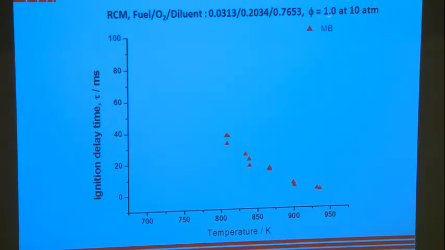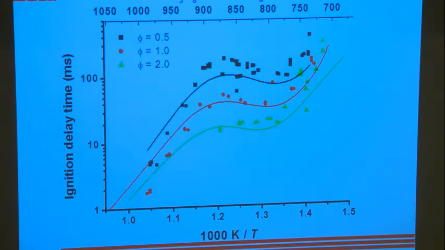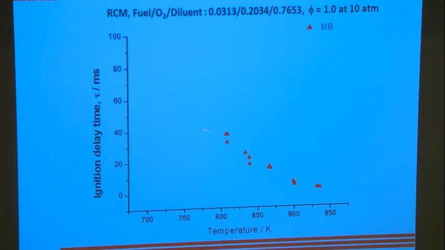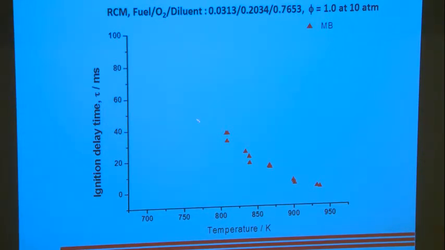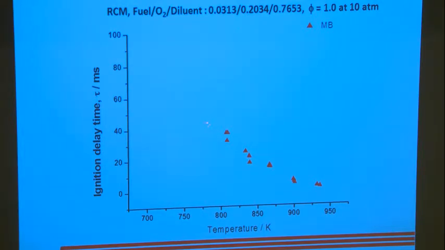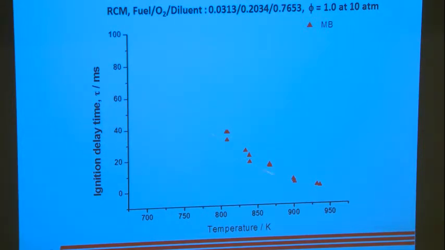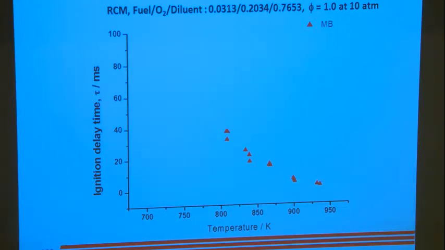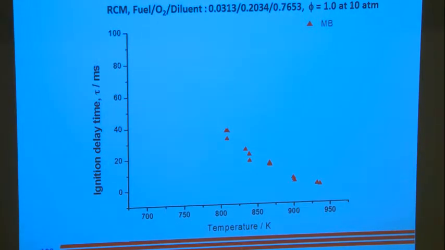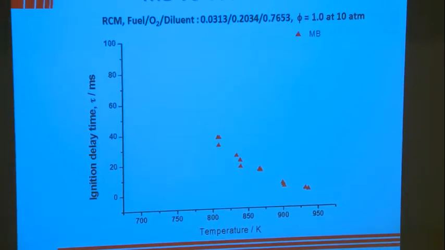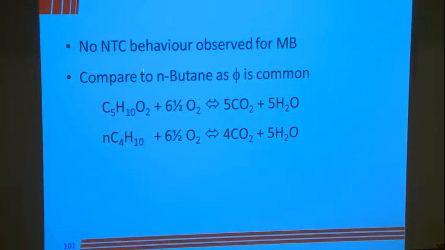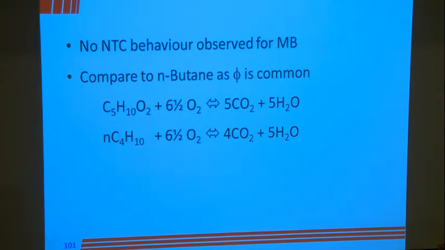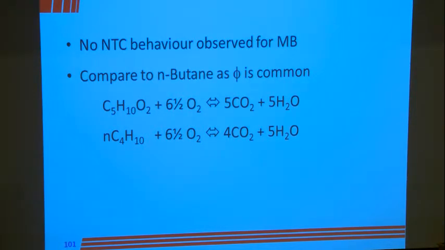This is for phi equal to 1 at 10 atmospheres. This is at 30 atmospheres, slightly higher. But you see here, we're not seeing any reactivity below about 800 Kelvin, and the ignition delay times here are about 50 milliseconds. It's just decaying away. This is not a log scale, so it would be linear on a log scale plot. So no NTC behavior is observed for methyl butanoate, even though we do see it for propane.